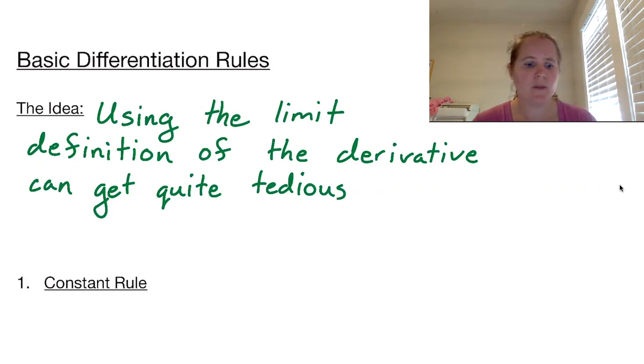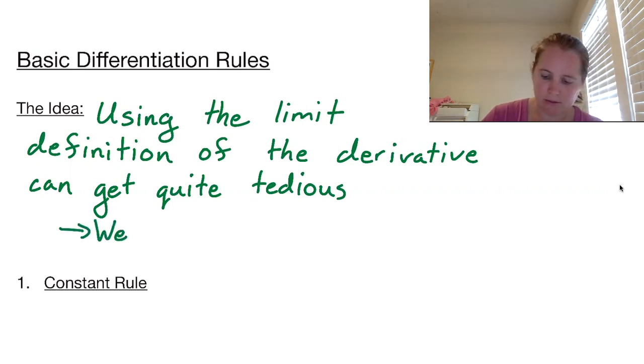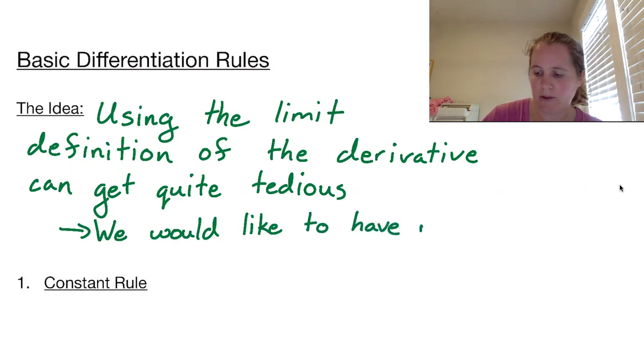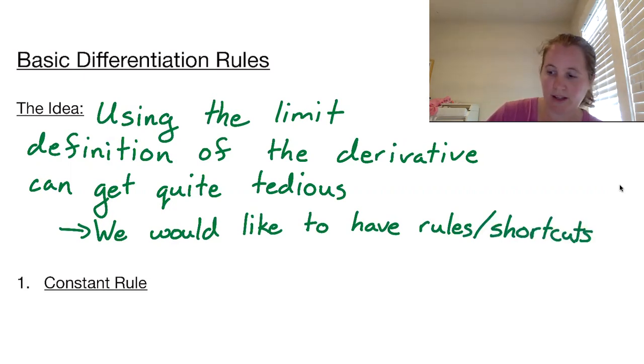Like we've seen that for linear equations, the derivative is just the slope because a line has constant slope. That should be the derivative. So we would like to have other rules we can use, right? We would like to have rules or shortcuts to find the derivative quickly.